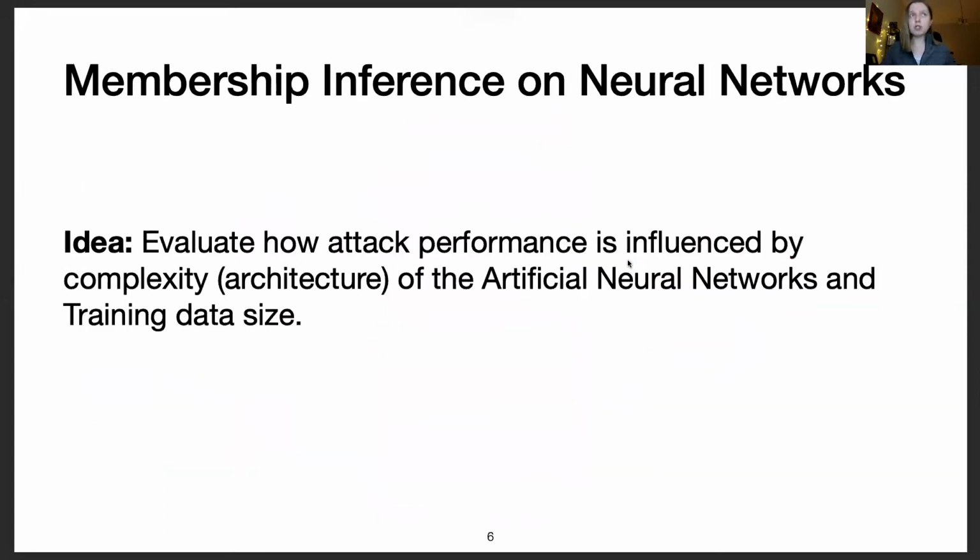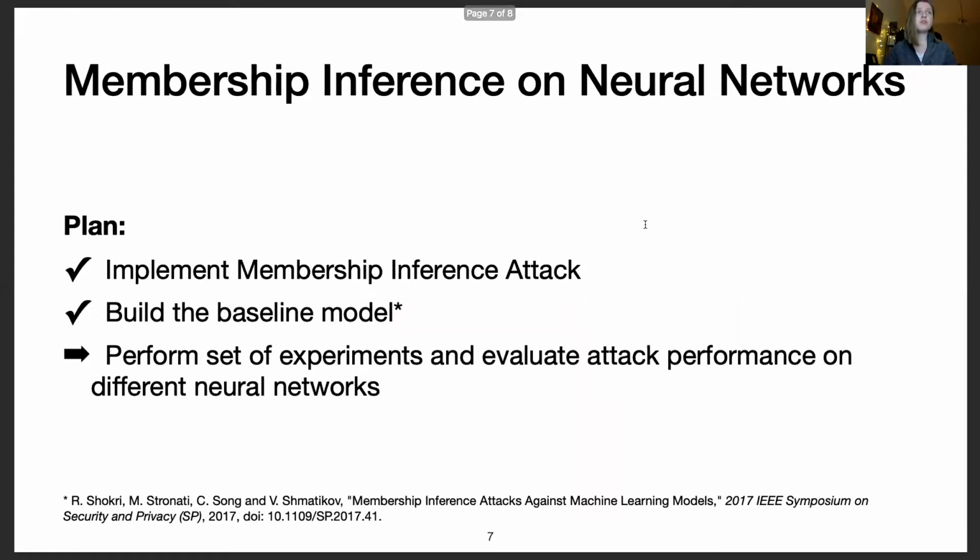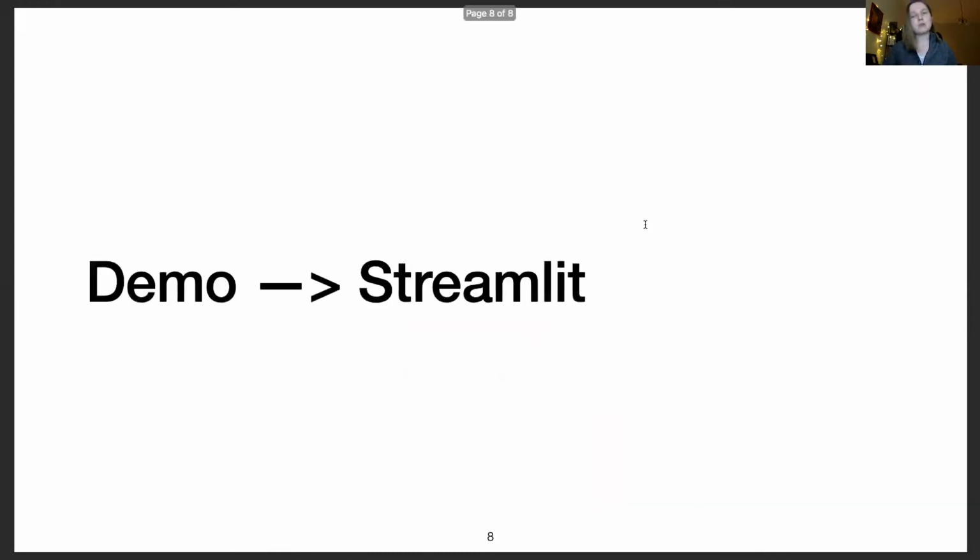So the idea of my project is to evaluate how membership inference attack is influenced by the complexity of the models, of the neural networks, of their architecture, and the training data size. The first step was to implement membership inference attack and build the baseline model, which was successfully done. And currently I'm performing a set of experiments to perform an extensive evaluation and draw some conclusions on how the architecture of the model influences the attack performance. So now we can go to the demo.